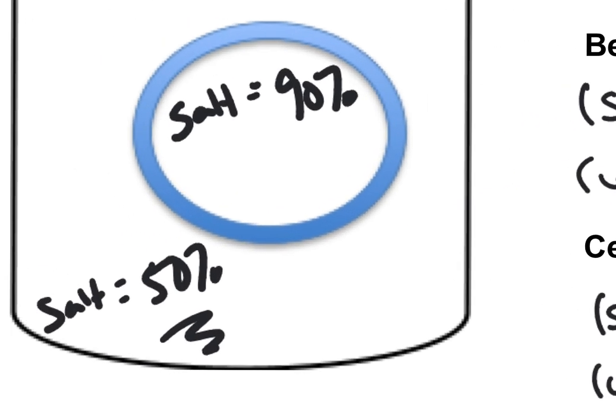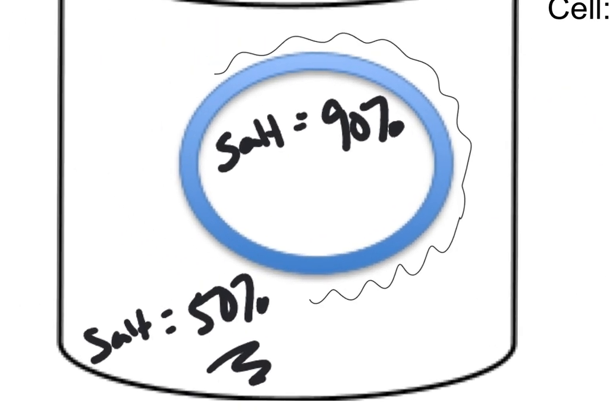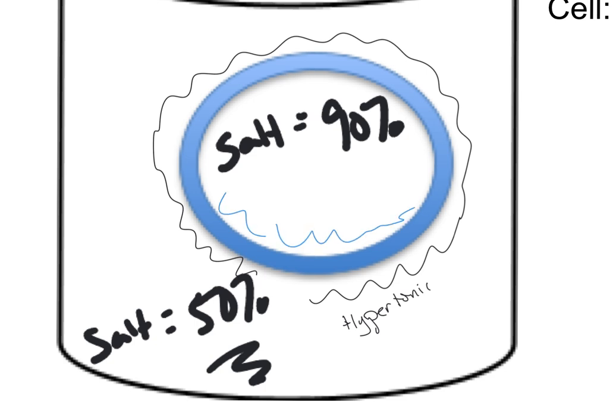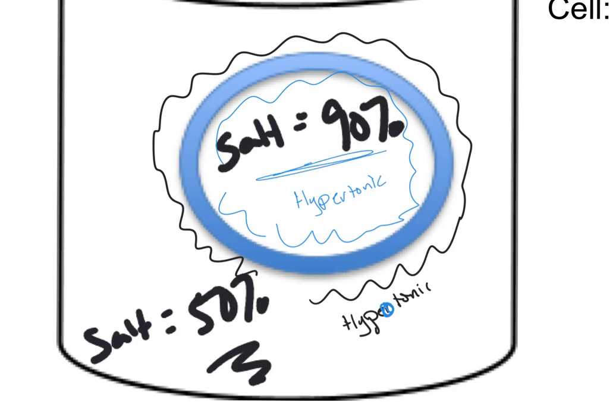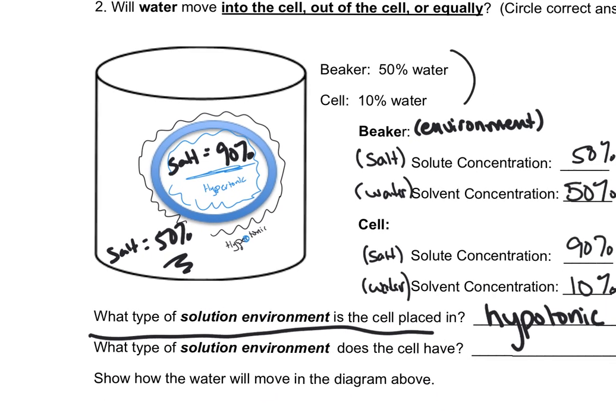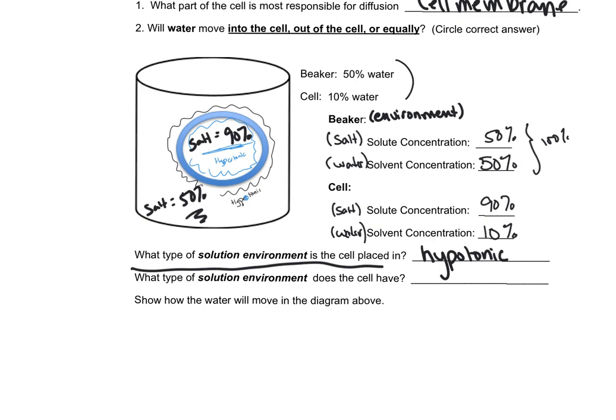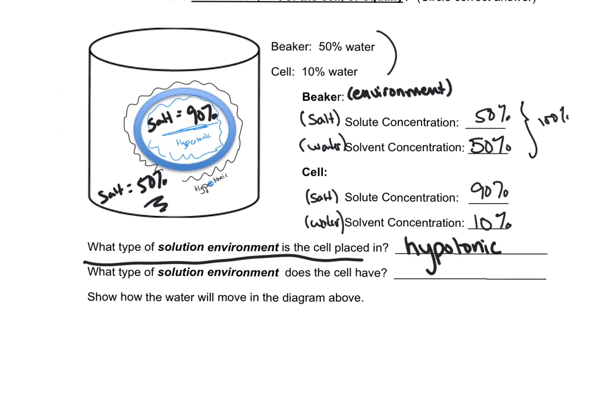Now, that's everything outside of the cell, everybody, okay? So outside is hypotonic, but inside of the cell, my cell is going to be hypertonic because it has higher amounts of salt on the inside. And so here, what type of solution does the cell have? It's going to be opposite of the environment. It's going to be hypertonic, okay?